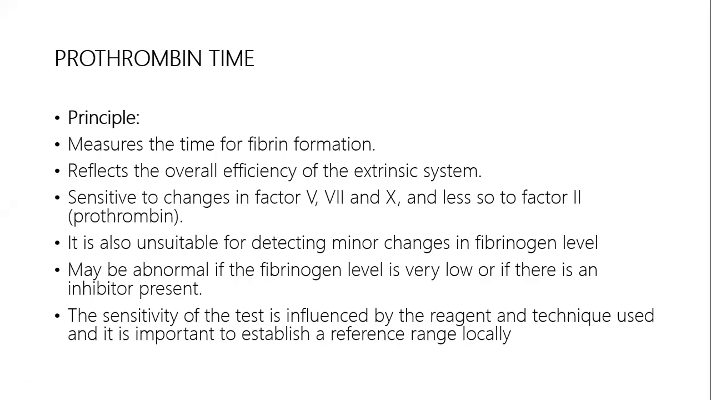So basically, what we are trying to assess here is the capacity of the prothrombin to be converted into thrombin, and thrombin also being used in order to convert fibrinogen into fibrin. This reflects the overall efficiency of the extrinsic system. So, if there is something wrong with the extrinsic coagulation pathway of the patient, there is a great possibility that the result for the prothrombin time of the patient will come out abnormal.